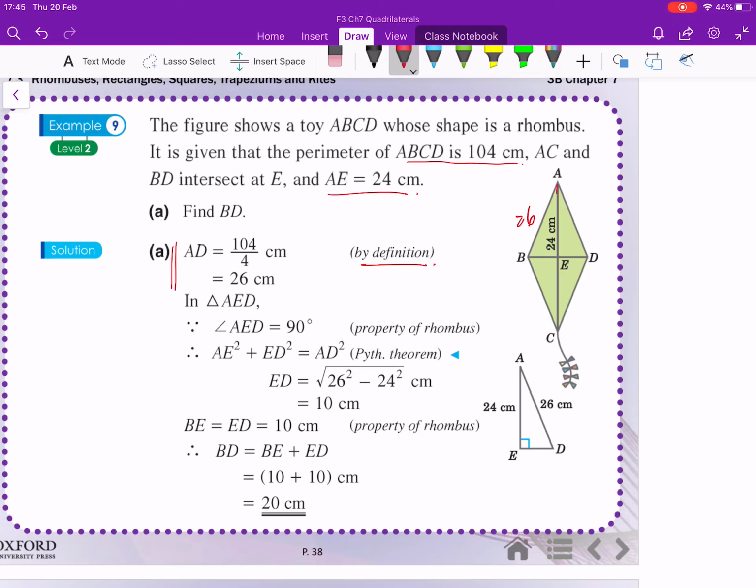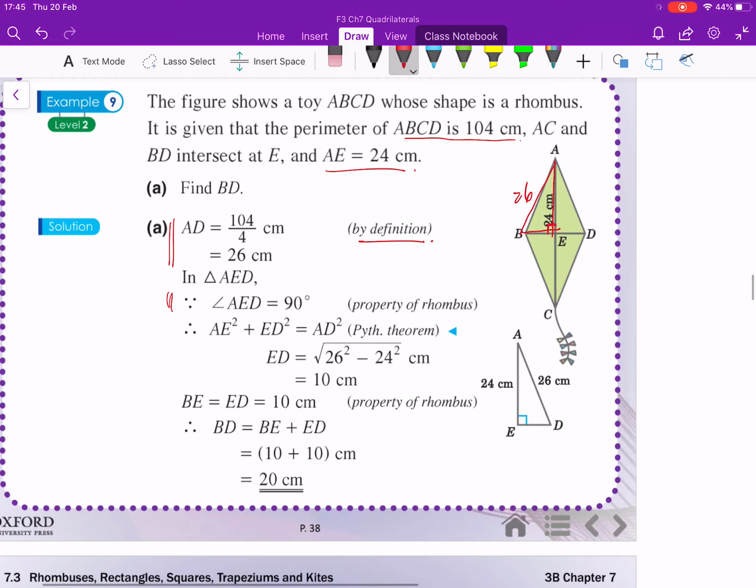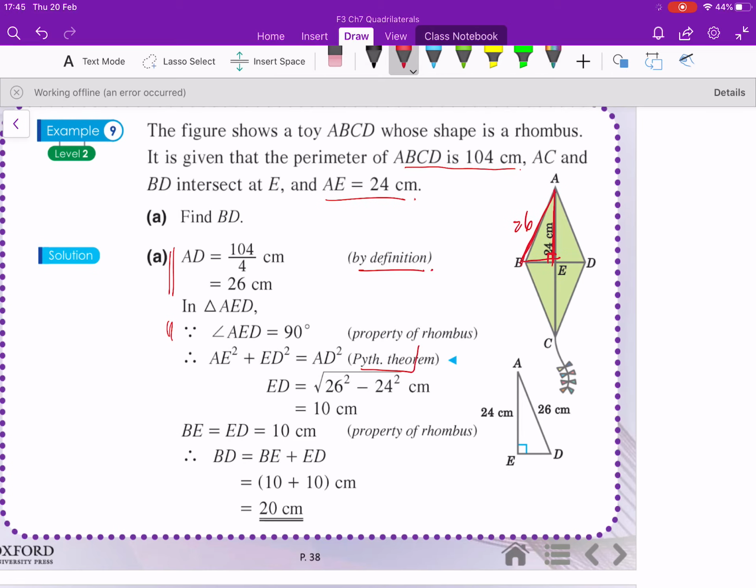Okay, so this is 26 cm. And then you can focus on this triangle. This is a right-angled triangle. By the property of rhombus, we know that, okay, this is 90 degrees. AEB equals 90 degrees, this one. In a right-angled triangle, we have the length of the hypotenuse, which is 26, and the length of one of the sides, which is 24. So by Pythagoras theorem, you can find out the length of ED equals 10 cm.